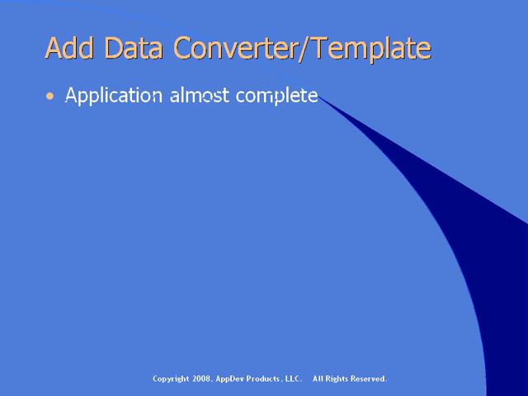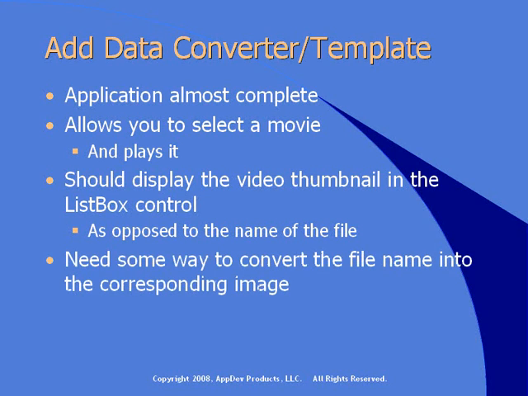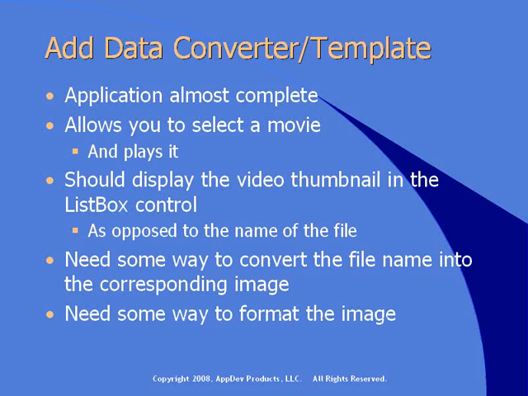Our application is almost complete. It allows you to select a movie and plays it. It should display the video thumbnail in the list box control as opposed to the name of the file as a string. We need some way to convert the file name into the corresponding image, and we want to do it without writing much code.